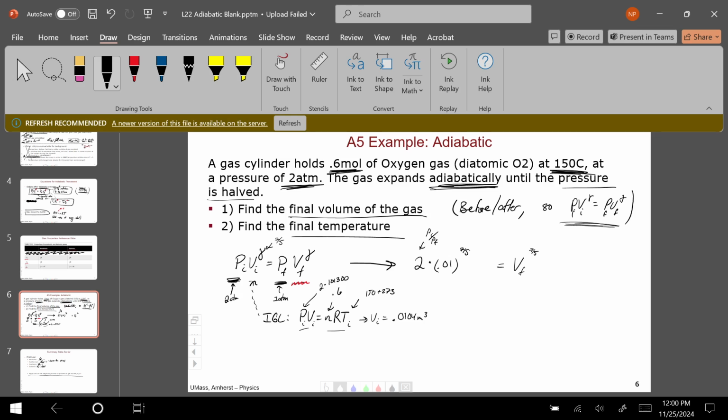So I know this left-hand side, and now I'm going to raise both sides to the 5/7 power. Remember, when you raise an exponent to another exponent, you multiply the exponents, so they'll cancel to 1. And this tells me that V final will equal 0.017 meters cubed.